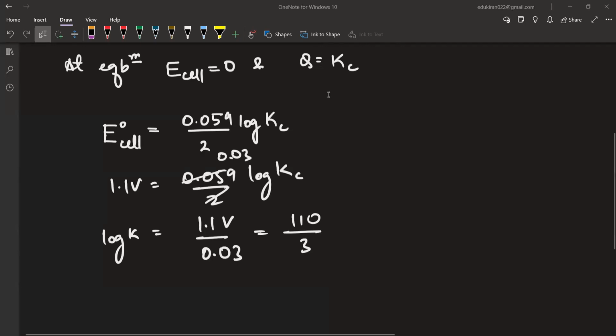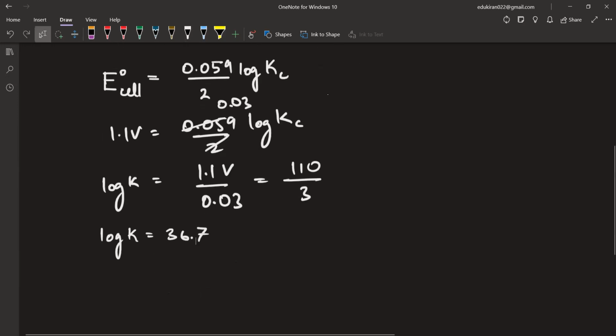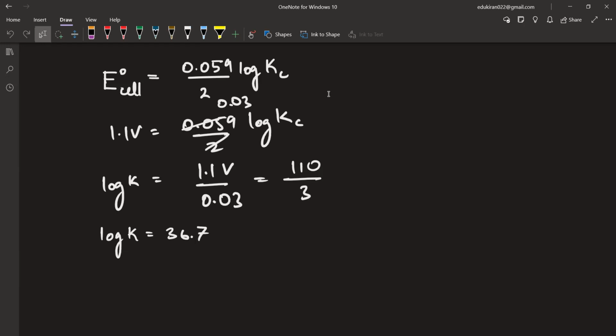$36.66. So six, तो आप क्या लिख सकते हैं? 36.7. So the log will be equal to what? ऐसे, right?